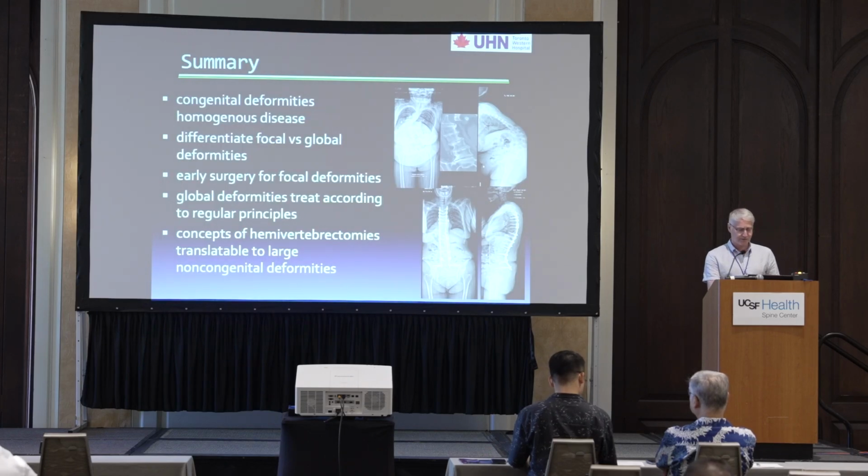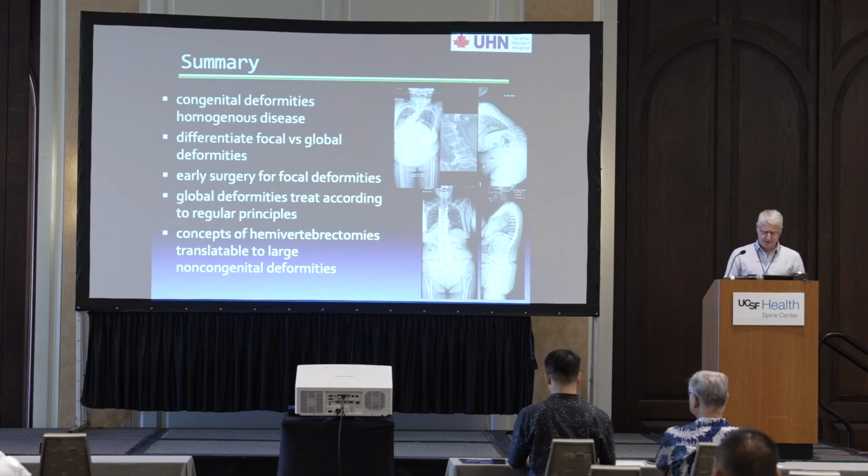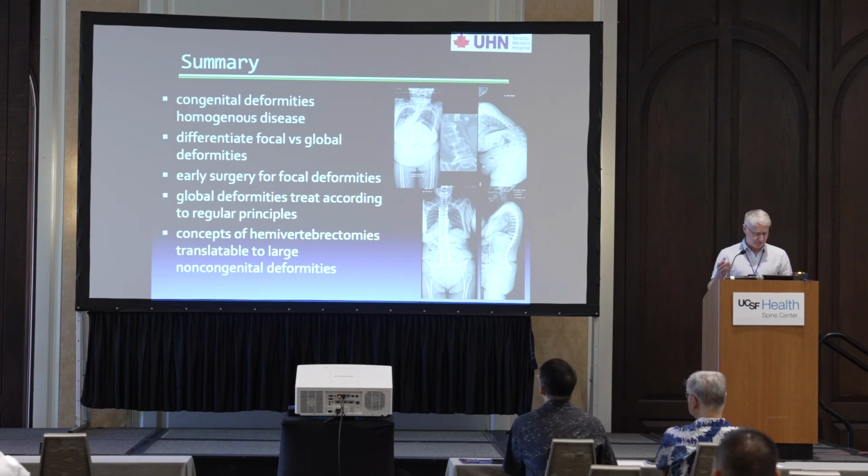So congenital deformities are a very heterogeneous disease. You have to differentiate your focal from your global deformities. I would recommend early surgery for focal deformities. Get them before they get global. Watch them closely. I would say after age 4, I'd really watch them closely so that they don't get their global deformities. Global deformities you have to treat according to the regular principles of their age groups, whether you're going to do growing rods or fusions. And the concepts of hemivertebrectomies are translatable to larger non-congenital deformities as well, which we've been using in some of these bigger deformities. So thank you very much.